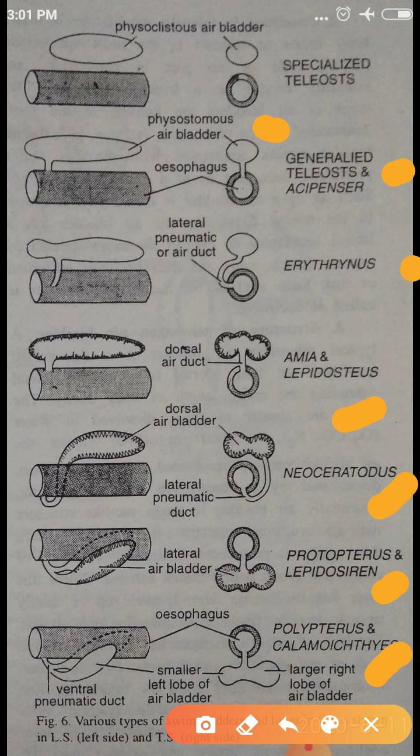In the teleost Erythrinus, the air bladder has a lateral attachment to the gut. In the more specialized teleosts, the duct becomes atrophied or lost. Such a closed or ductless air bladder is called physoclistous. This one, the physoclistous air bladder.